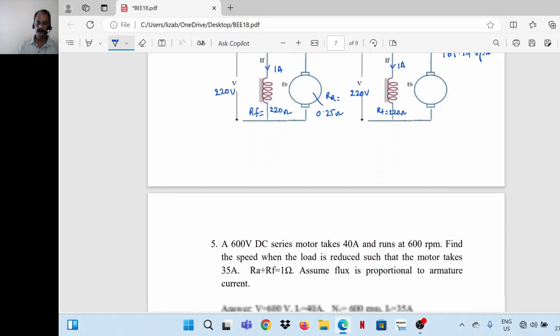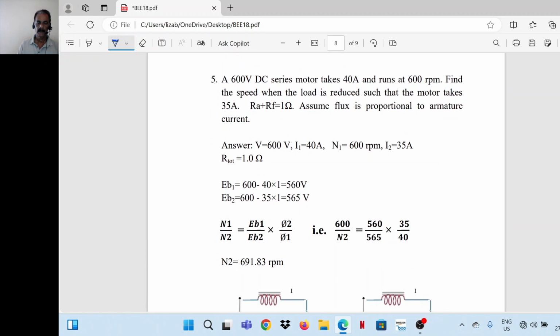Next question. A 600 volt DC series motor takes 40 ampere and runs at 600 RPM. Find the speed when the load is reduced such that the motor takes 35 ampere. So Ra plus Rf is 1 ohm. So our total is 1 ohm, Ra plus Rf. V is 600. Current in the first case is 40 ampere. Speed in the first case is 600 RPM. We have to find out the speed when the motor is loaded.